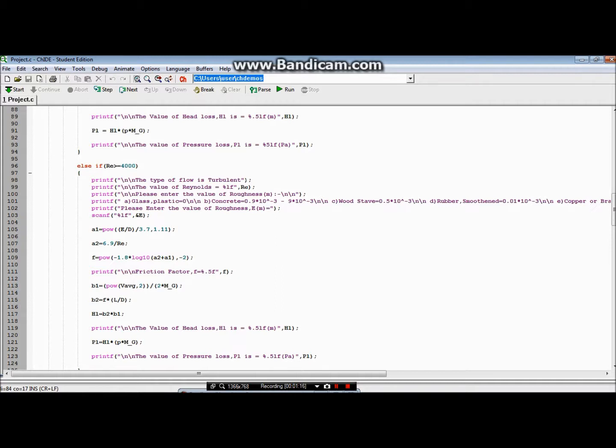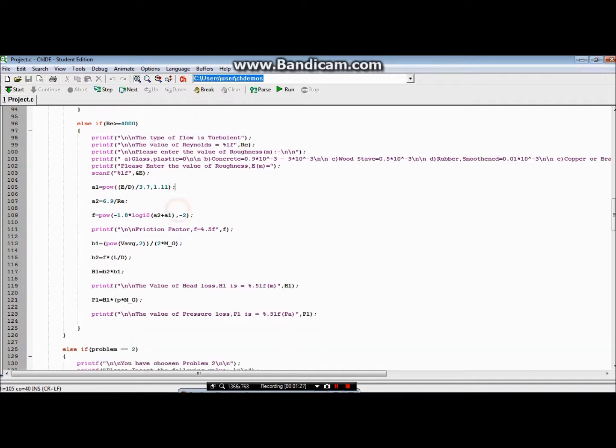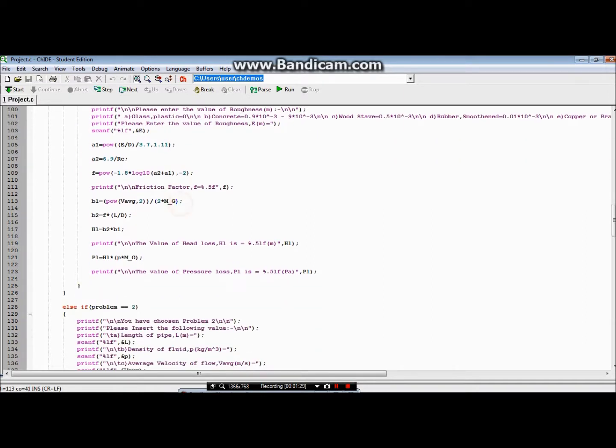That means the flow is turbulent, where the roughness and the constant variables are all keyed in so that the user can choose their own value to find the formula and the calculation to find the head loss and also the minor loss.